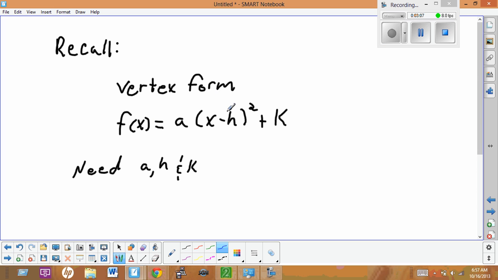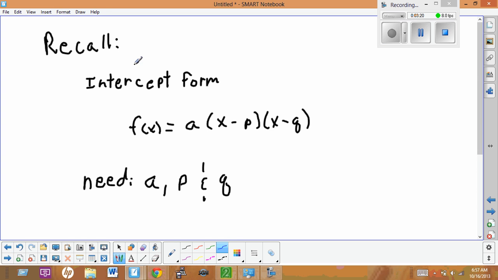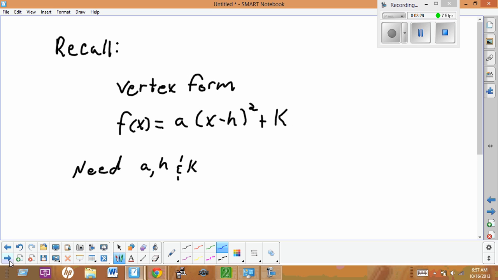We could use vertex form. Vertex form requires an h and k. We do have h and k, but we'd have to solve for a. And that might be doable given that we have an x and a y. Let's look at intercept form. Maybe that's a better one. We need the intercepts. We do not have the intercepts, nor do we have an a. So I'm thinking intercept form is not going to work for us. So I think our best bet would be the vertex form, judging by what they've given us. We have the h, we have the k, but we need to solve for the a. So vertex form is my choice.